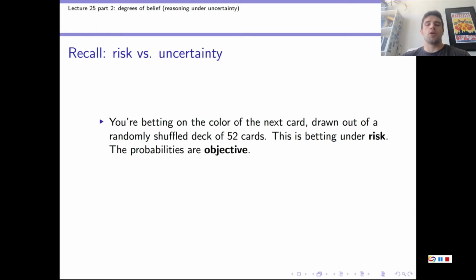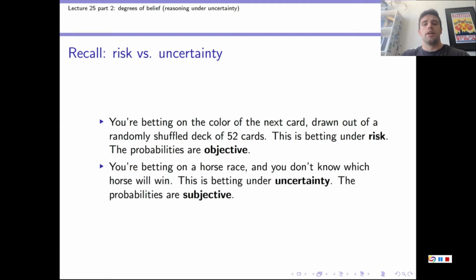A situation involving risk is one where the probabilities are objective, like betting on the colour of a card drawn from a randomly shuffled deck. Everyone agrees on those probabilities. A situation involving uncertainty is where these probabilities are subjective, like betting on a horse race, where you don't know which horse will win, but your degree of belief in one horse winning might not be the same as someone else's degree of belief in that horse winning.